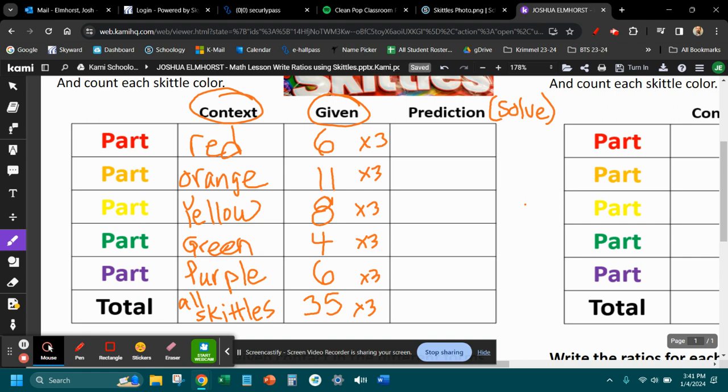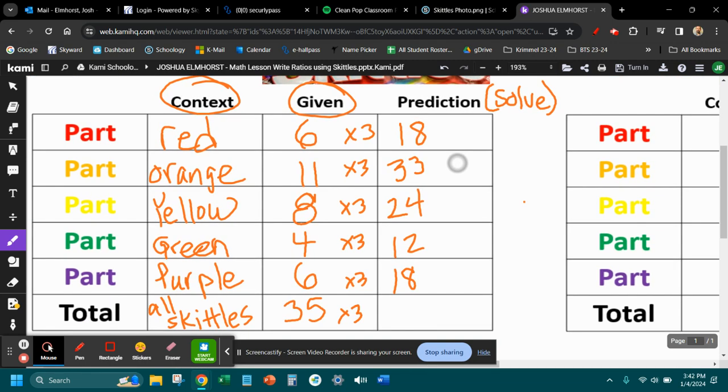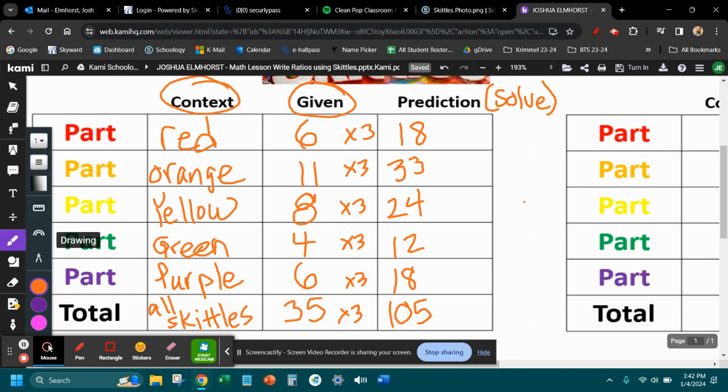So in a prediction, if the ratio stays the same and you have 3 packs, how many reds would you have? How many oranges would you have? How many yellows, greens, and purples? And just with a prediction, it's estimated if you had 3 packs of Skittles, about how many total Skittles would you have? 105.